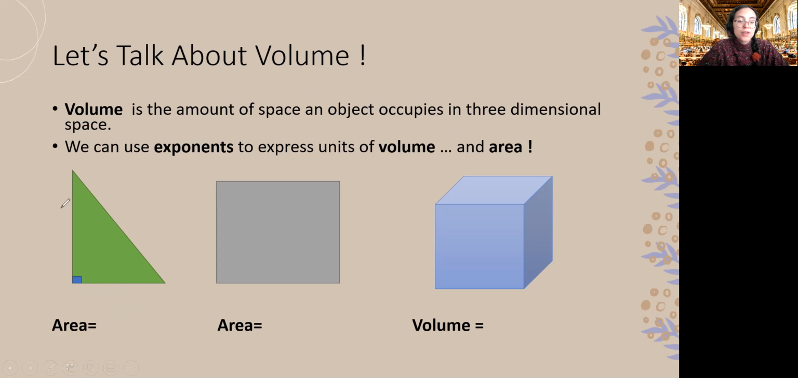So for this triangle, starting on the far left, we have this right triangle. And remember, we had a base and a height. So for the area, our area of a triangle was 1/2 base times height. Now for this rectangle going on to the middle figure, we said that a rectangle had a length and a width. So the area of this rectangle, the amount of space that it takes up in 2 dimensions, will be length times width.